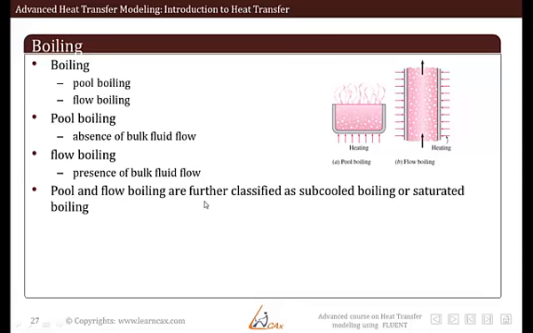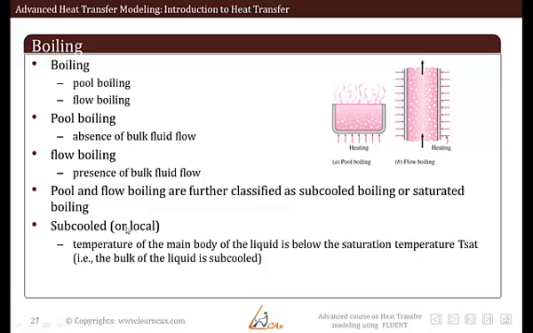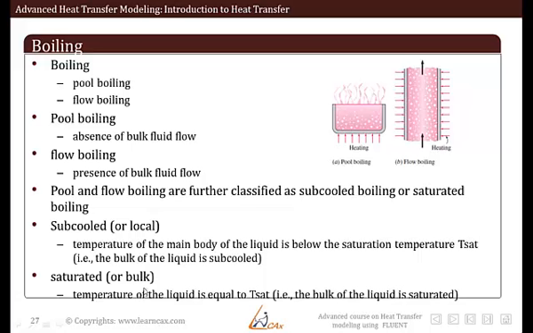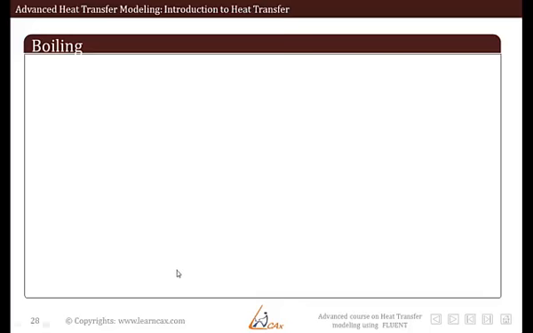Pool and flow boiling are further classified as subcooled boiling or saturated boiling. In subcooled, which is also referred to as local boiling, the temperature of the main body of the liquid is below the saturation temperature T sat. That is, the bulk of the liquid is subcooled, whereas in saturated or bulk boiling the temperature of the liquid is equal to the saturation temperature, that is, the bulk of the liquid is at saturation temperature. So this is the difference between subcooled boiling and saturated boiling.